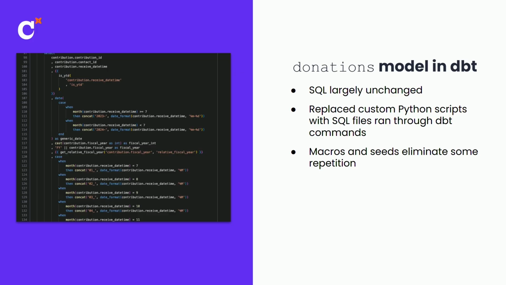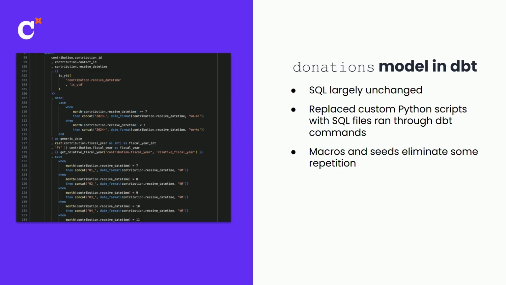On the model development side of things, the analytics engineer side of things, as a result of all that new infra and work from myself, ongoing work from my team, and help from Brooklyn Data, we have the donations model. SQL is largely the same, some cleanup and tweaks for Trino and DBT syntax, but there are many quality of life improvements we've seen just with the switch to DBT, or implementing DBT rather. Most notably, rather than custom Python scripts, we now use just SQL files, which all run via DBT commands.